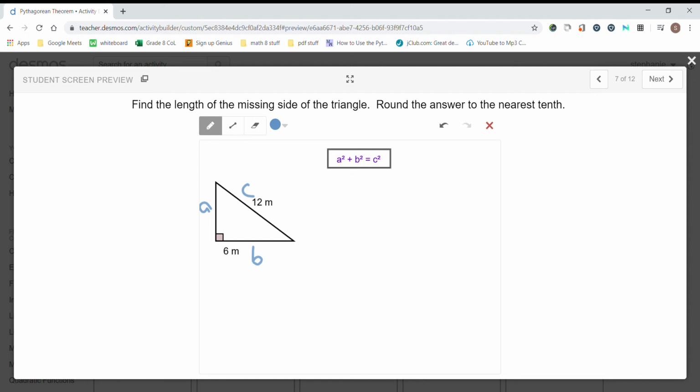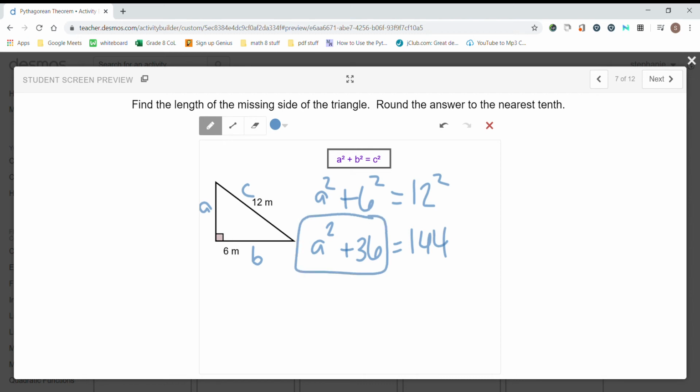So A, we don't know right now, so I'm going to keep A squared. B is 6, so I have 6 squared equals C. We now have a number, so it's going to be 12 squared. So I'm going to keep A squared. I can't do anything with that right now. 6 squared, 6 times 6, 36. 12 squared, 12 times 12, 144. So now, instead of adding these together, I can't do that because I have A squared. That's a variable. It's not going to work.